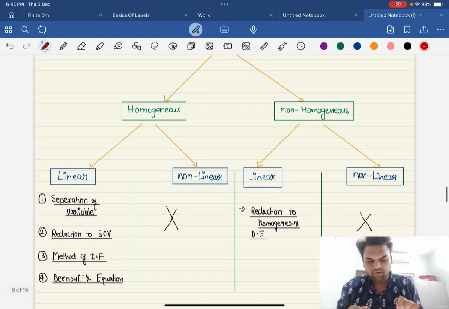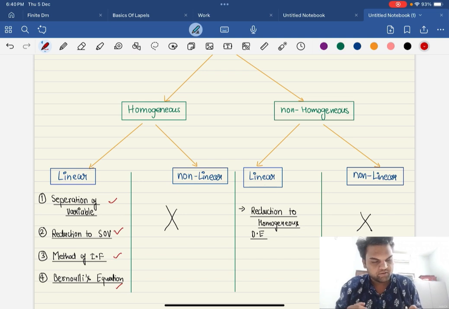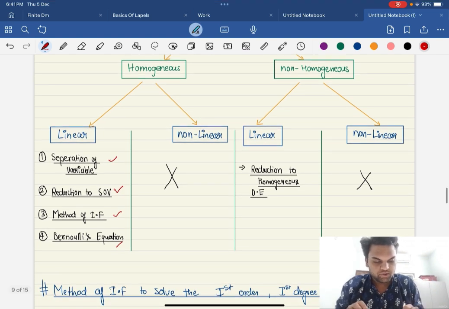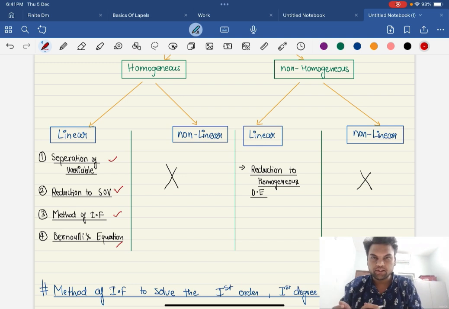If we have a homogeneous linear differential equation, we can use the separation of variables method, the reduction to separation of variables, the method of integrating factor, and Bernoulli's equation. Non-linear terms are not in our course, so we are not involving any method to solve those. For a non-homogeneous linear equation, we can use the reduction technique to reduce the non-homogeneous to a homogeneous differential equation.